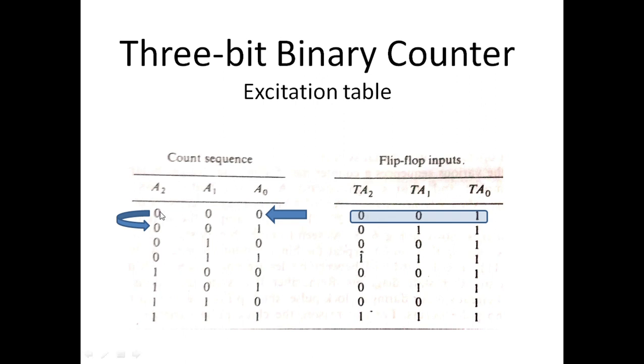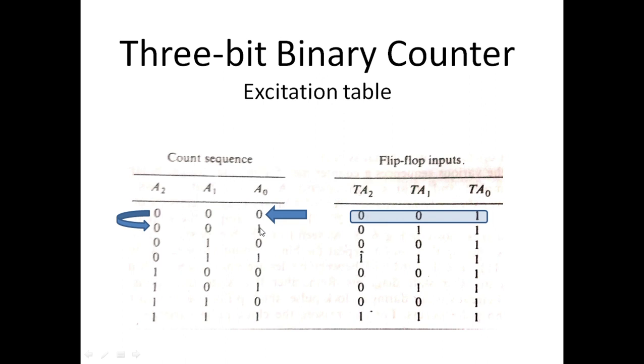When we are in this state, this is the current state of the 3 flip-flops, and we want to move to this next state. This is possible if we toggle the state of A0, and if we keep the state of A1 and keep the state of A2. This is 0, so we keep it at 0. This is 0, we keep it at 0. This is 0, and we toggle it.